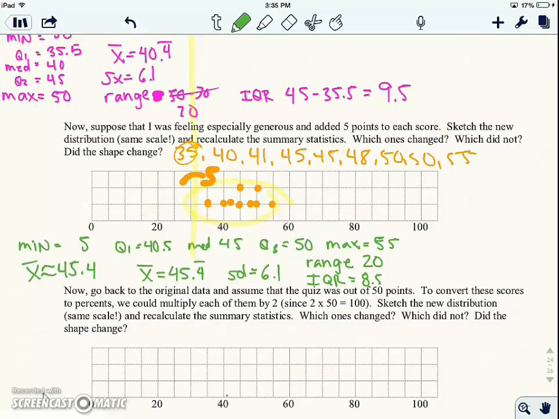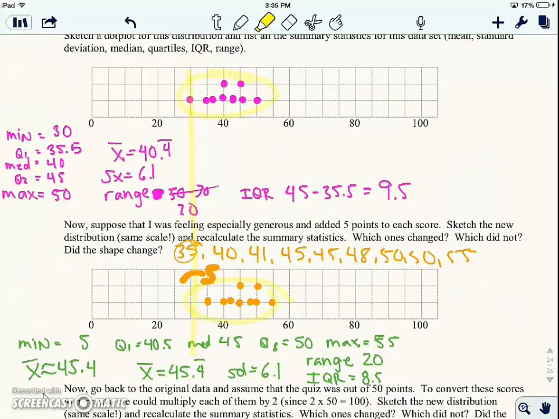Notice what changed and what didn't. Did my range change? No, it's because it just shifted. Did my IQR change? And the answer to that should be no. If I had written down correctly, this should be 9.5, not 8.5. So that did not change either. What did change? Well, all of these changed because they were shifted, as well as the average. Notice that the standard deviation did not change because the numbers still have the same spread.